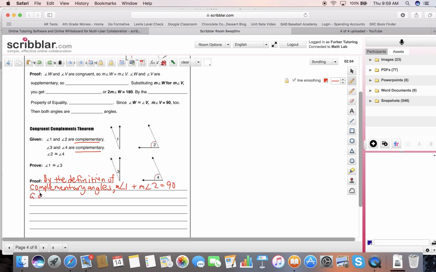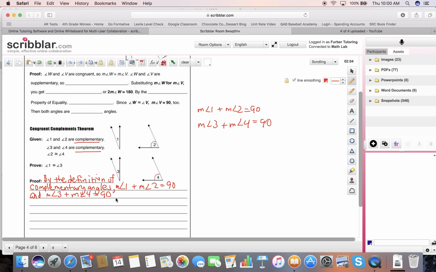And if these two are complementary, then the measure of angle 3 plus the measure of angle 4 also equal 90. So let me write that over here. Two statements, both arriving at those equations because we were told they were complementary, and the definition of complementary means two angles add up to 90. That's where those came from, okay?